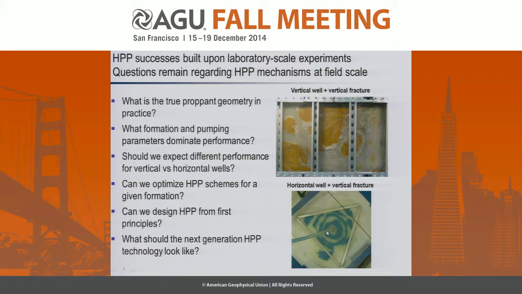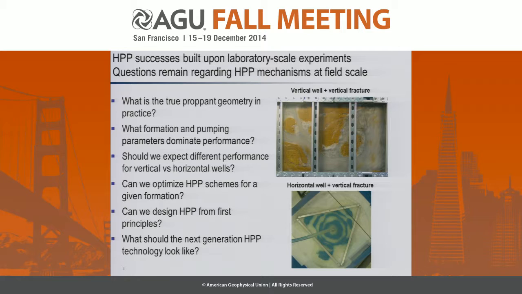Similarly, they attempted lab scale testing representative of horizontal wells intersecting vertical fractures, like you might see in unconventional wells in North America. And here, as you might expect, they got more of a concentric ring of proppant forming around the well as the fluids propagate out into the fracture. This gave us some confidence that we could create various geometric patterns within fractures, but it didn't really take us to field scale.